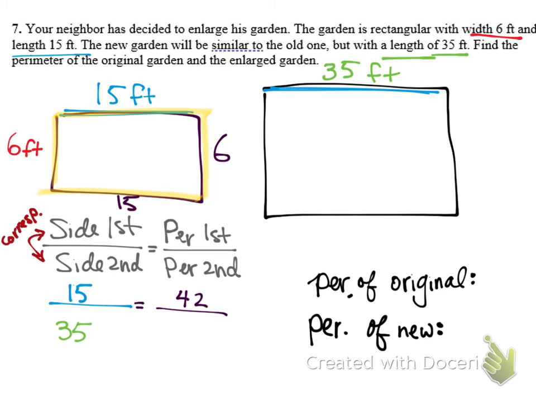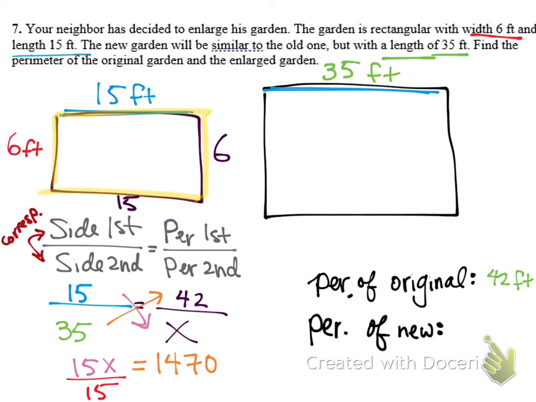Okay, over the perimeter of the second. Do we know the perimeter of the second? No. We do not. So we can say x or p, doesn't matter. We can put x. We're solving for the perimeter of the new. We can write that we already know the original perimeter was 42 feet. I mean, we already answered half the question. To find the perimeter of the new, we're going to cross multiply. So we'll get 15x. 35 times 42 is 1,470. Divide by 15 is 98. So we would say 98 feet.